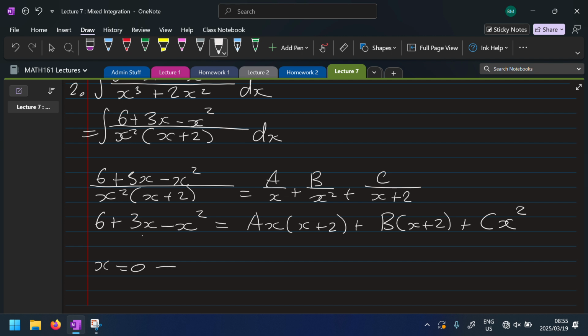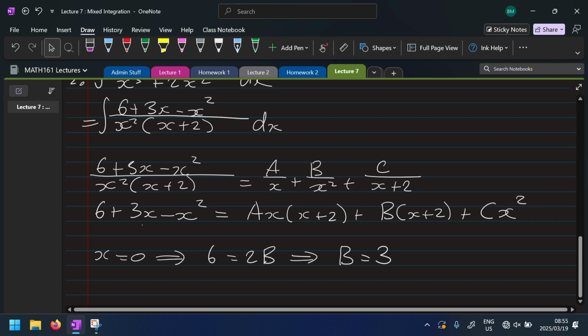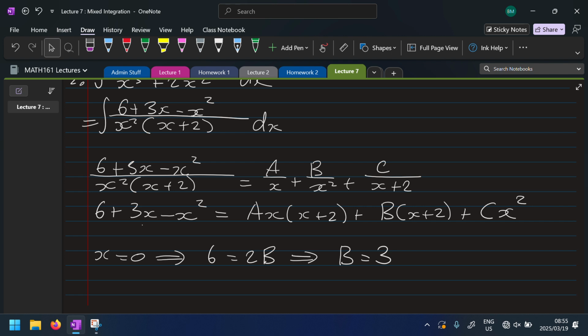We've isolated b, we can solve for that. So let x be 0. Okay, so then we end up with 6 is equal to 2b, so b is equal to 3. And we can solve them one by one like this. Next, if we let x be minus 2, the a term goes away, the b term goes away, we're left with c. And we can solve for that by itself. So x equals minus 2. Okay, we'll end up with minus 4 equals 4c. Okay, so c must be minus 1.